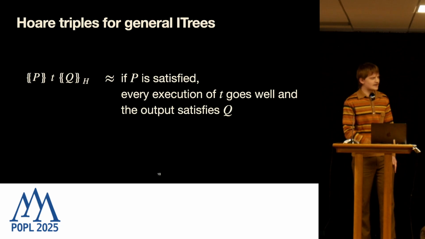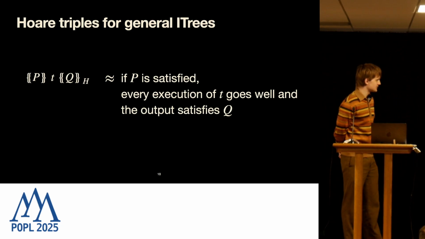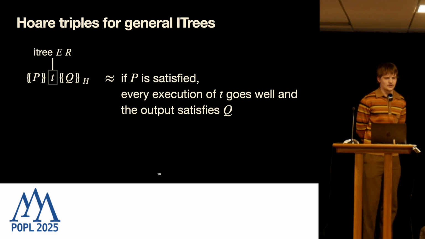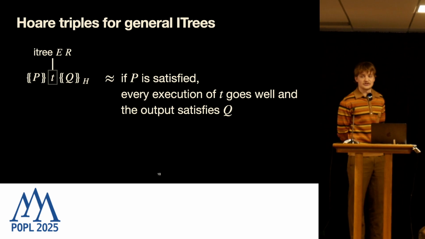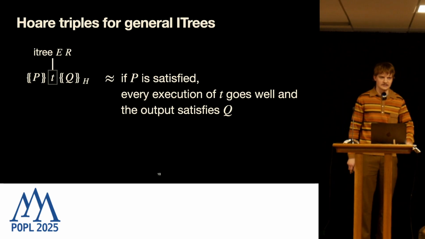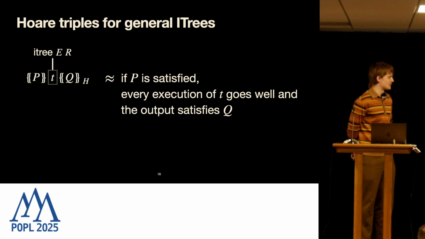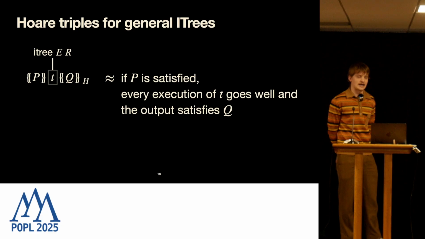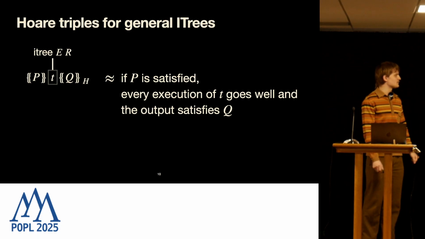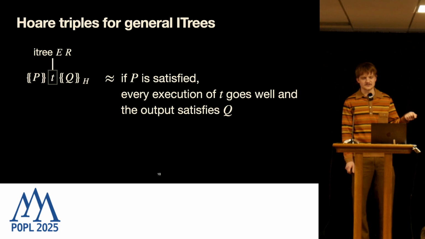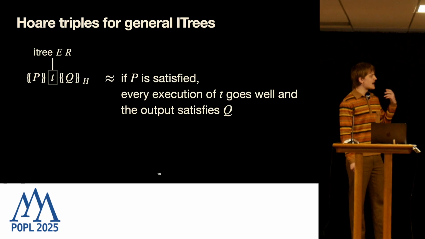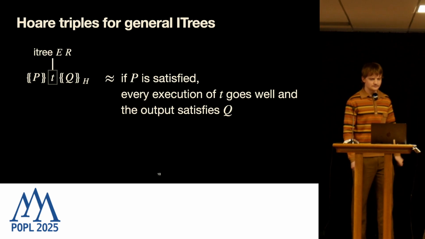So let's take a look at this Hoare logic for general I-trees. This comes in the form of a Hoare triple, where the T here is an arbitrary I-tree. That is to say that this E is an arbitrary effect set. We are not tied to a particular choice of effects. What this Hoare triple is supposed to codify is something like what appears on the right-hand side, namely that if the precondition is satisfied, every execution of the I-tree goes well, and the output will satisfy the postcondition.